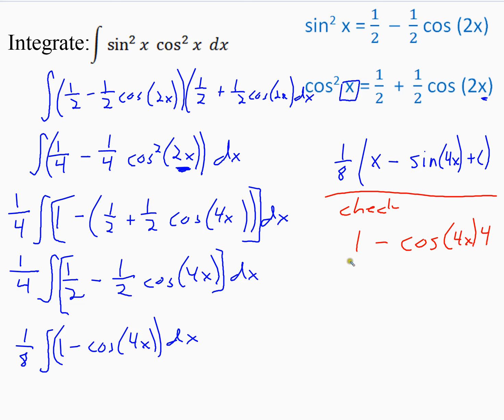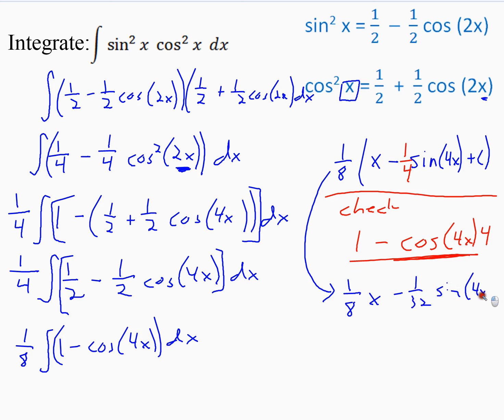So comparing this to this down here, we have an extra 4, and so we need to multiply our answer by 1/4. And now that we have that checked, we'll come down here, we'll distribute, and we get 1/8 x minus 1/32 sine of 4x. And we'll squeeze in our plus c. And there's our answer for that.